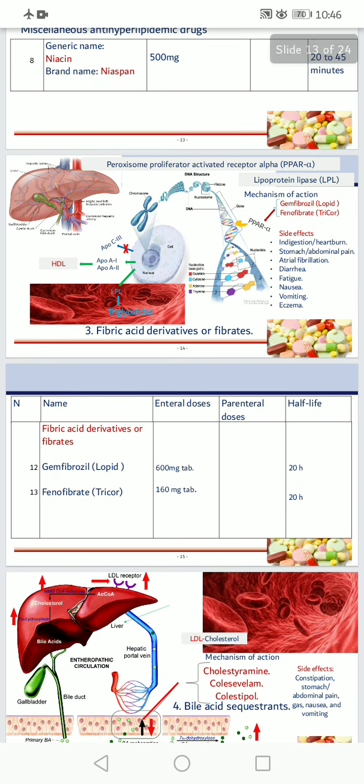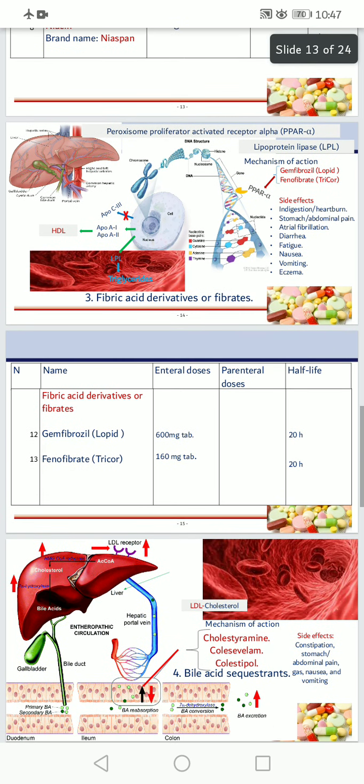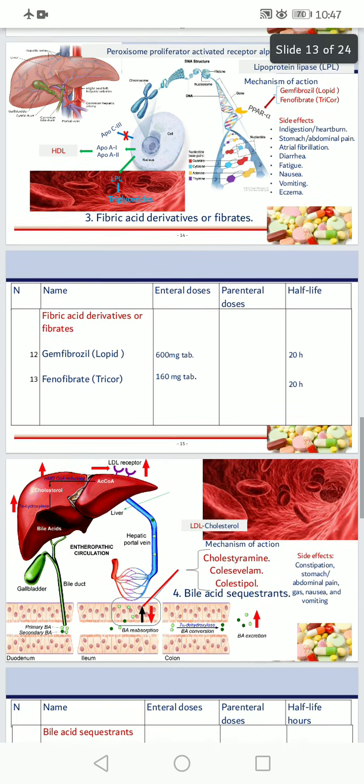What are the side effects of these? Indigestion, heartburn, stomach and abdominal pain, atrial fibrillation, diarrhea, fatigue, nausea, vomiting and eczema are also included. The names of these fibric acid derivatives, or fibrates, are gemfibrozil, Lopid, internal dose 600 mg tablet, half life is 20 hours. And fenofibrate, Tricor, internal dose 160 mg tablet, half life is 20 hours.